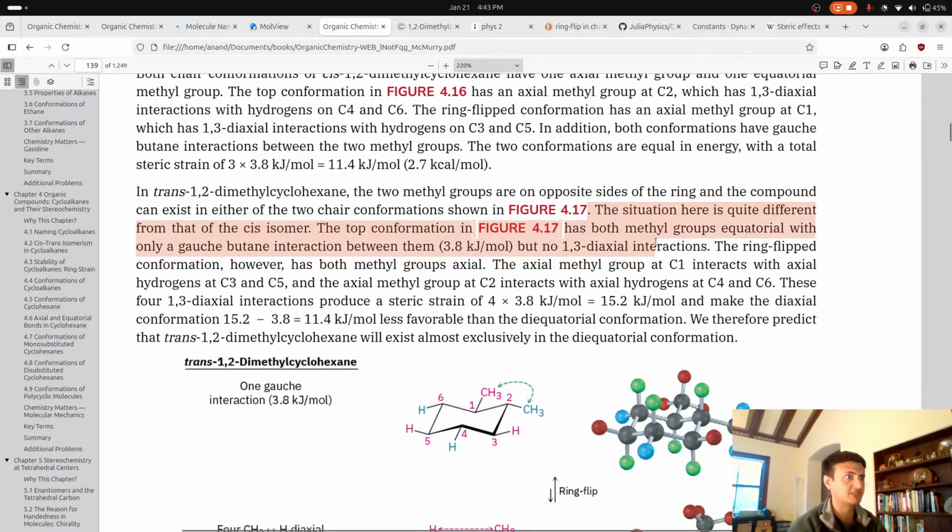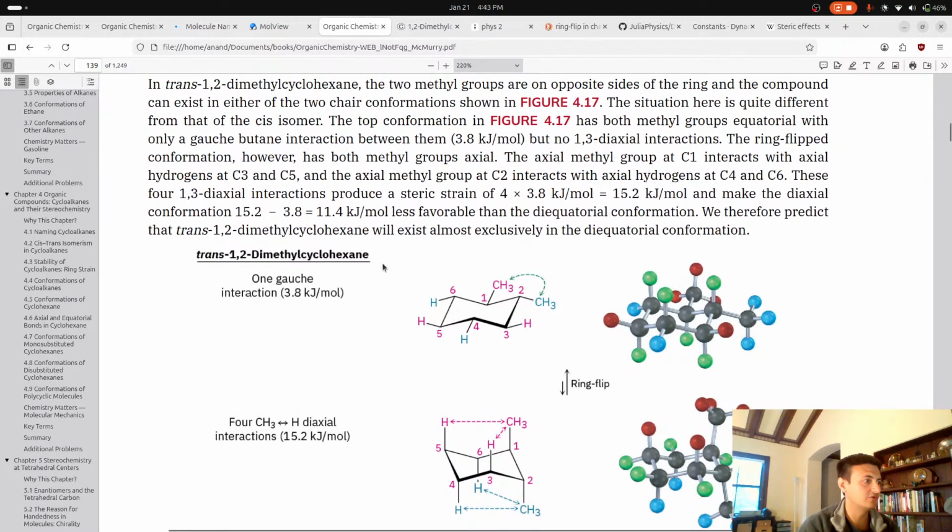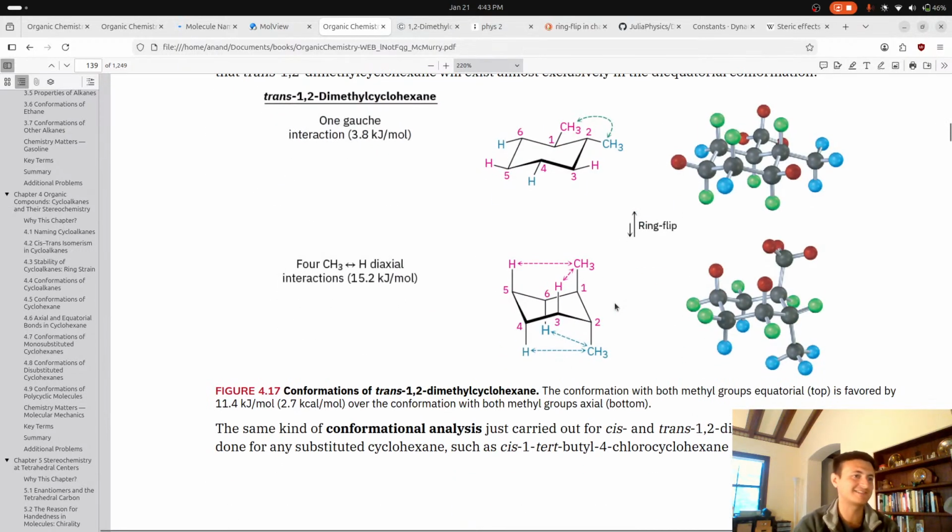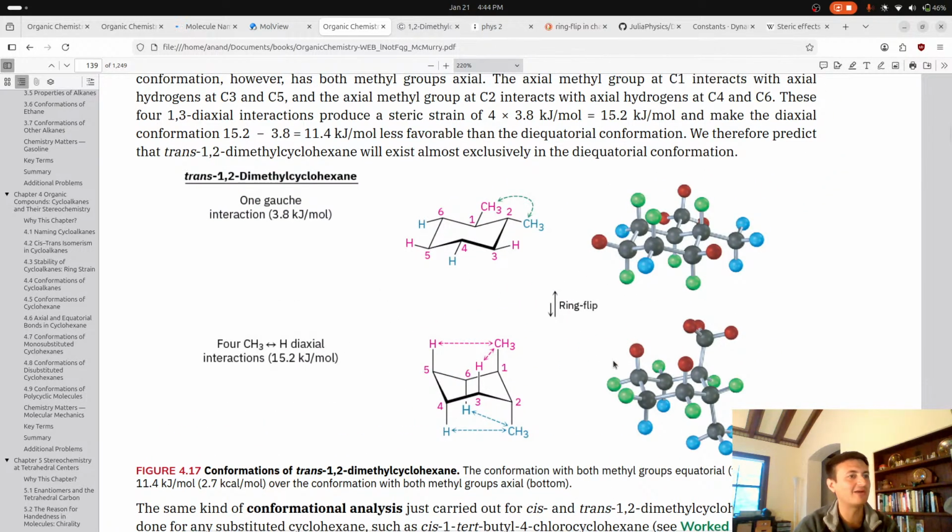The top conformation has both methyl groups equatorial, with only a gauche butane interaction between them. Oh, actually, it might balance out a lot because of the diaxial interactions. The ring flipped conformation, however, has both methyl groups axial. The axial methyl groups interact with the hydrogens, so you're going to get 4 total of them. Oh wow, so it's actually way worth it. It's kind of surprising how much energy it takes to have those eclipsed methyl hydrogen interactions.